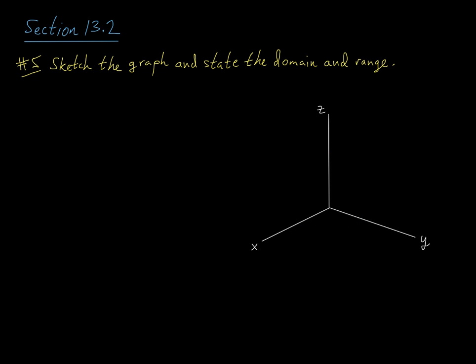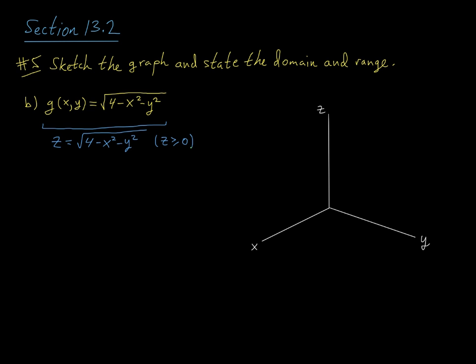Let's go ahead now and check out part B. Now we're looking at g of x, y is the square root of 4 minus x squared minus y squared. Again, I want to try to fall back on something I've already seen. For that, I'm going to first write this as z is equal to the positive square root of 4 minus x squared minus y squared. Because of that positive square root, I know that z has to be greater than or equal to 0. Now I'm going to square both sides and rearrange. This is saying that x squared plus y squared plus z squared is equal to 4, and again, I have this restriction on z.